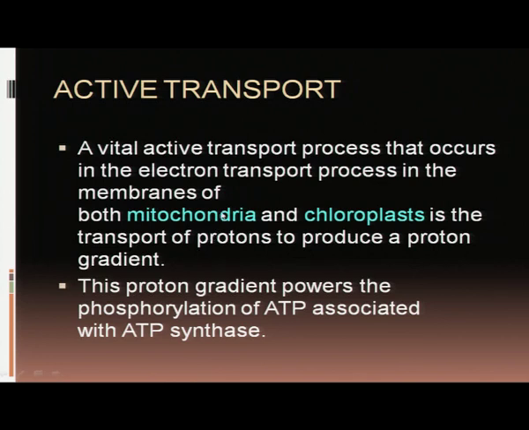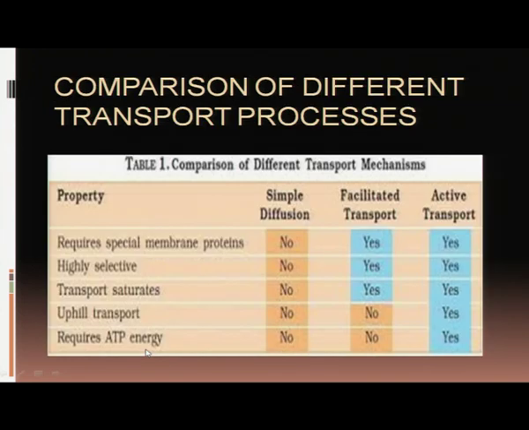Similarly, in mitochondria and chloroplast also, in the electron transport chain where ATP formation is taking place, the proton gradient produced by continuous transport of protons powers the phosphorylation of ATP associated with ATP synthase.